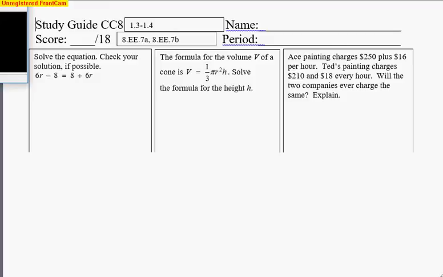These are the solutions for the study guide for Chapter 1, Section 3, and Chapter 1, Section 4. Let's take a look at our first problem here. On this one, what we want to do is solve the equation and see if the answer makes sense.